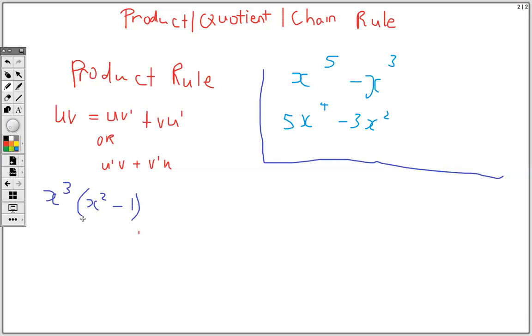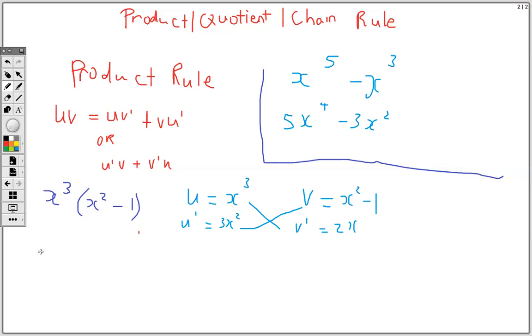The next way, because we have two functions being side by side, we can assign one to be u. So I assign x cubed to be u, and then the next to be v, so I have x squared minus 1 to be v. So we differentiate and we arrive at 3x squared. Differentiate v, so we have 2x. Now cross multiply.